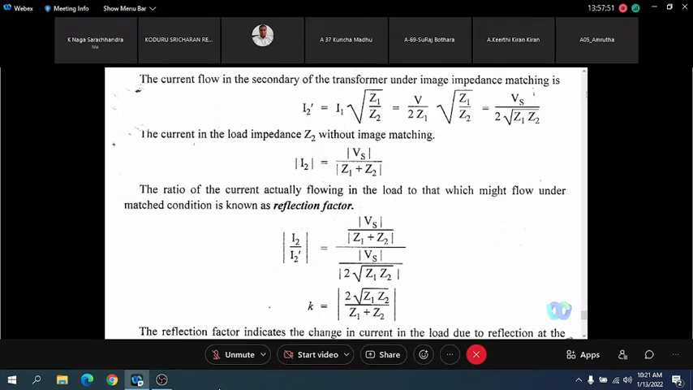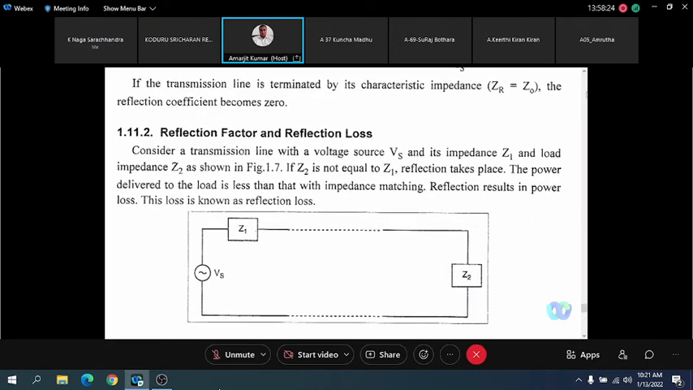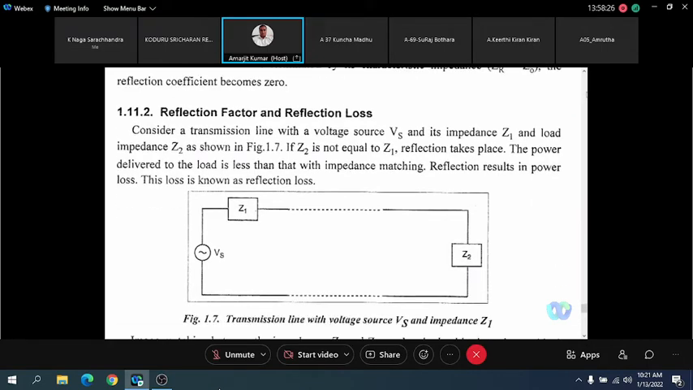So reflection factor is the ratio of the current which is flowing in the load, in the termination impedance, to that of the current which is flowing under the matched condition. So the current flowing under the unmatched condition divided by the current flowing under the matched condition. That is the reflection factor. So I2 upon I2 dash. Under the unmatched condition, what will be the current I2? Vs upon Z1 plus Z2. And under the matched condition, what will be the current?